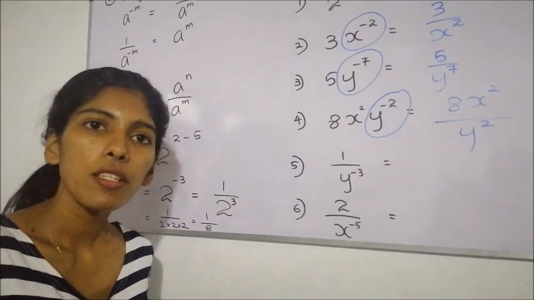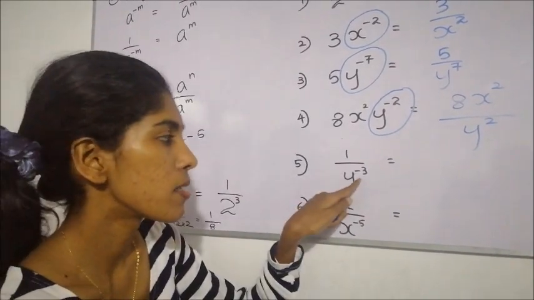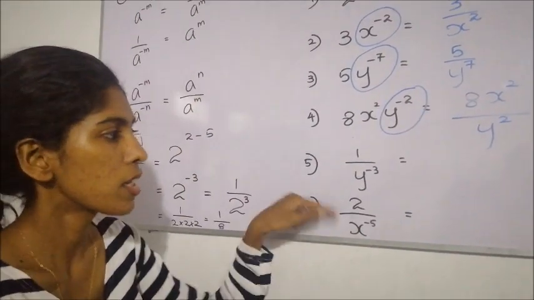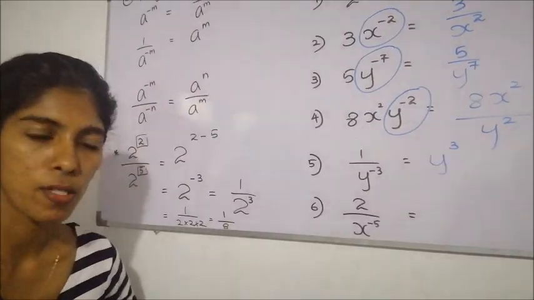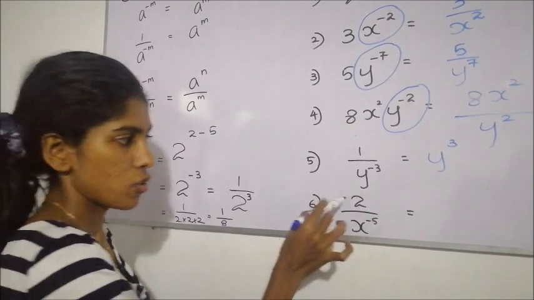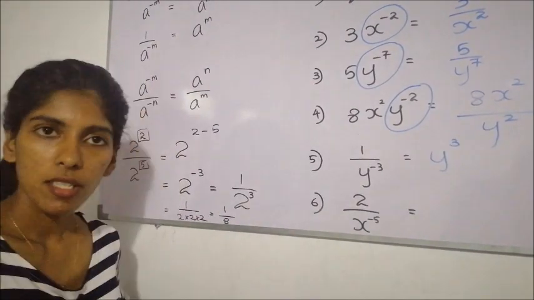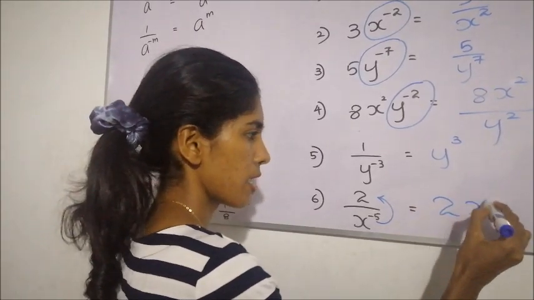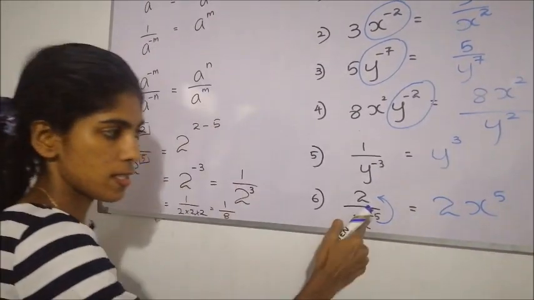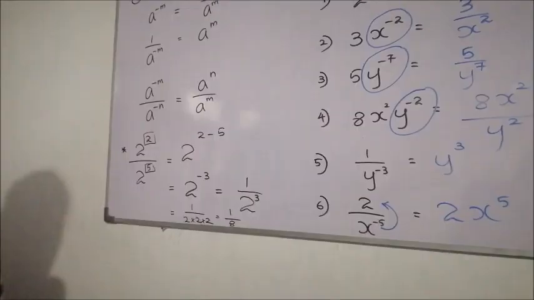Last one. As a denominator, a power is there in negative form. Right? We will bring it up, y to the power 3. It became positive. Next one. Just a number and a power is there. We will bring this up. 2x to the power 5. Because this minus became positive.